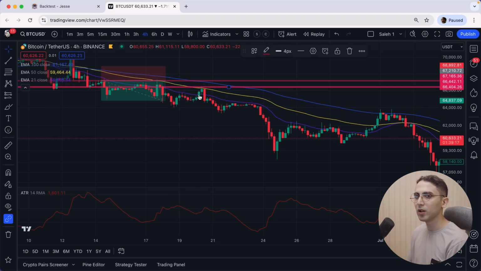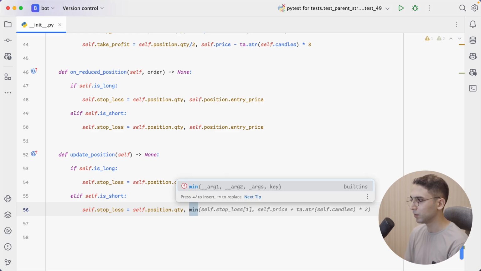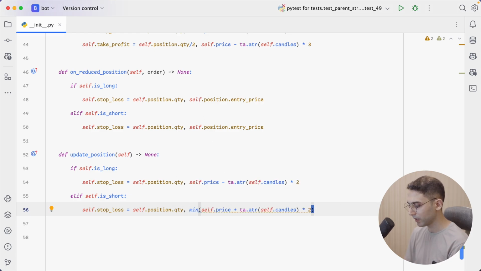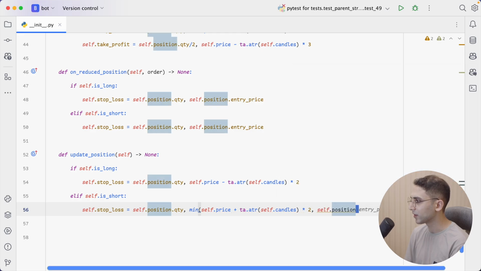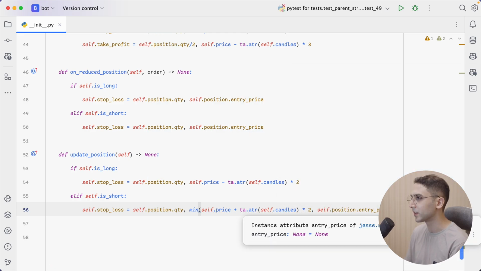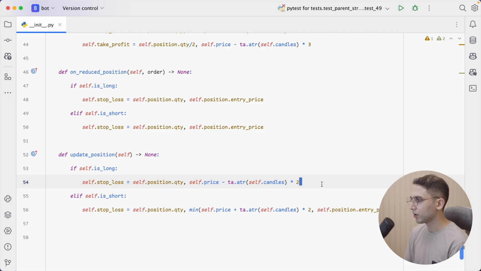So I'm going to update my code so that this is going to be the minimum of either this or the current position's entry price, which was our previous stop price that we set here. So I'm also going to do the same here.